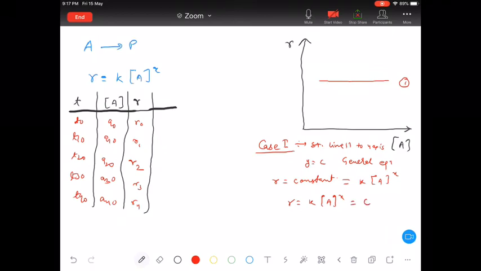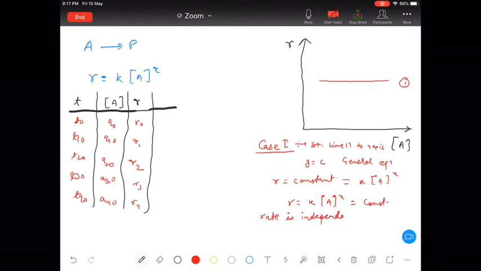So that is coming out to be constant, which means rate is independent. Directly I will write here, rate is independent of concentration.